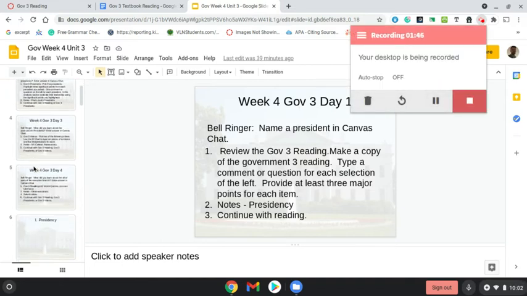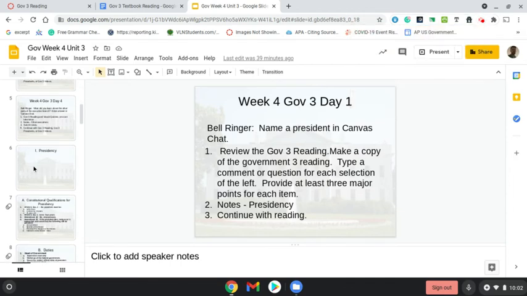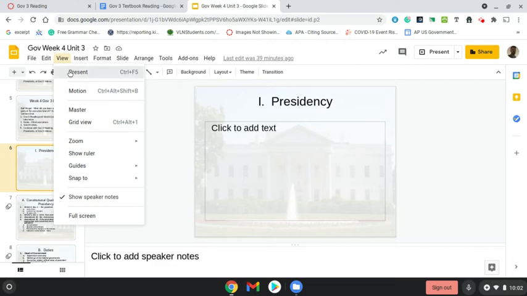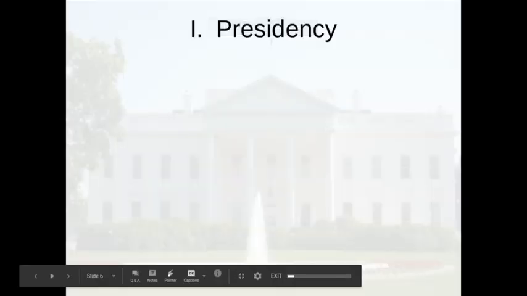So let's go ahead and look at the notes. And once again, this is Unit 3, the Executive Branch. Hopefully you have that notes page open, which is under the Government 3 Notebook assignment. And so first we will start with the presidency.